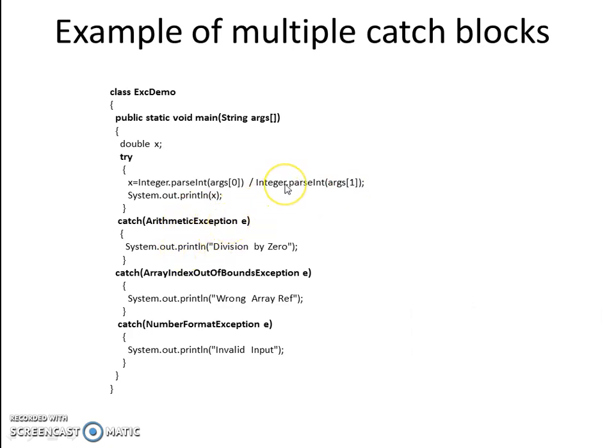If instead of entering 2 arguments, the user enters only 1 argument, then this args1 will become invalid, which will result in an array index out of bounds exception. And if the user, instead of entering an integer, enters either text or double values, then it will result in a number format exception which will be handled by this catch block. So for different types of exceptions, we have different catch blocks.